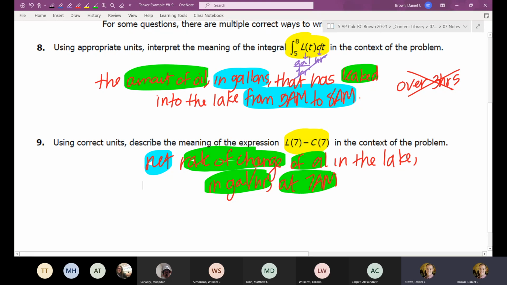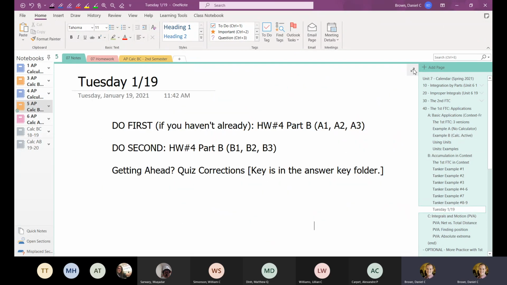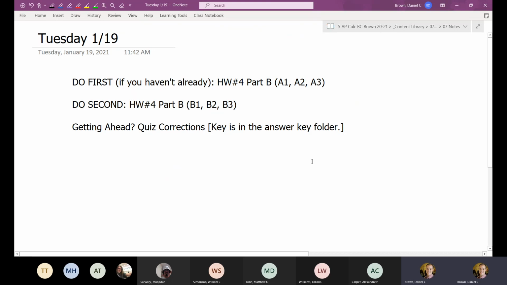So when it comes to the homework questions, I'm going to talk about the homework and I'll talk about what the rest of the week is going to look like. Homework 4 is obnoxiously long. It's the longest homework assignment I give in all the units. On Friday, I assigned, not part B, but definitely part A. Homework 4 part A, which had an A1 and A2 and A3. That was just the first FTC without a word problem, without context, just making sure you understand that. If you haven't finished that, you need to do that first before you do the word problems.